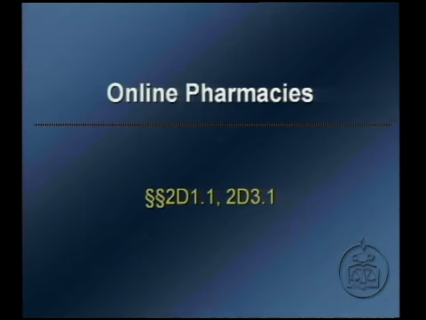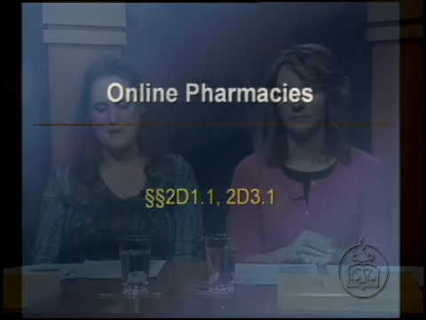That's right. And so the first one we're going to discuss today stemmed from congressional legislation addressing online pharmacies. Guideline 2D1.1 is primarily affected by these amendments, although minor changes were made to Guideline 2D3.1 as well, as we'll talk about.